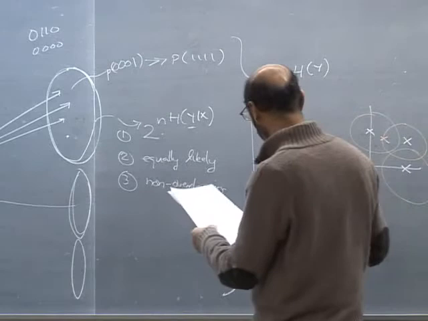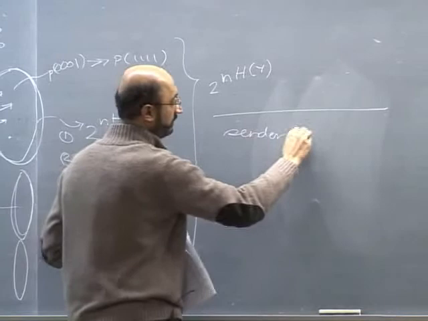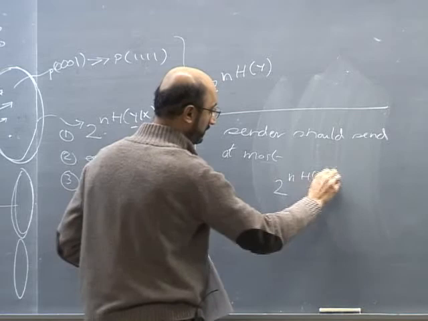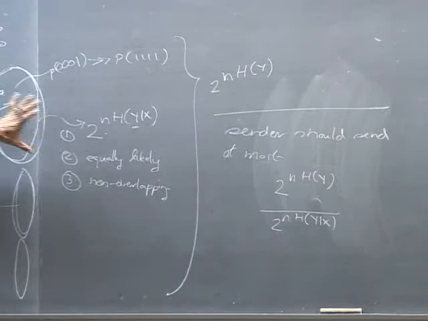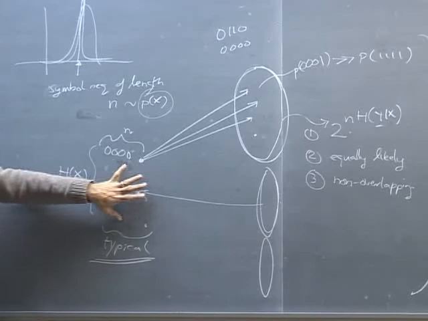So that means that the sender, so how many messages can the sender send? The sender should send at most 2 to the n H(Y) over 2 to the n H(Y|X). So what is this ratio? This ratio is basically this whole space divided by this space, and that corresponds to the number of points over here. And if the sender is willing to confine themselves to just this many messages, this ratio of number of messages, life is good. I can figure it out.